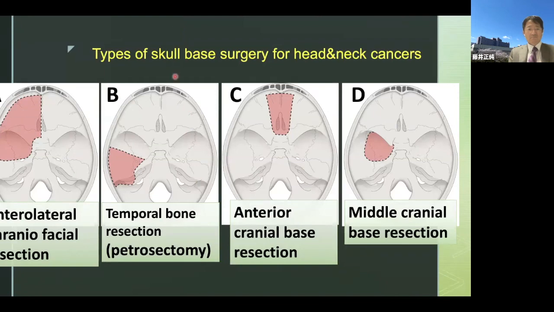So this slide shows types of skull base surgeries. Here, A is anterolateral craniofacial resection, which resects the anterior cranial base and the middle cranial base. Those areas are incised en bloc. B shows temporal bone resection or petrosectomy. C is anterior cranial base resection. And D is middle cranial base resection. And today I'm going to talk about anterolateral craniofacial resection.